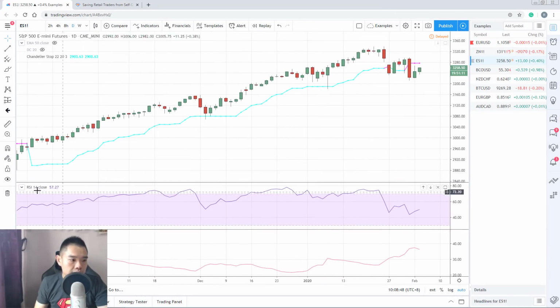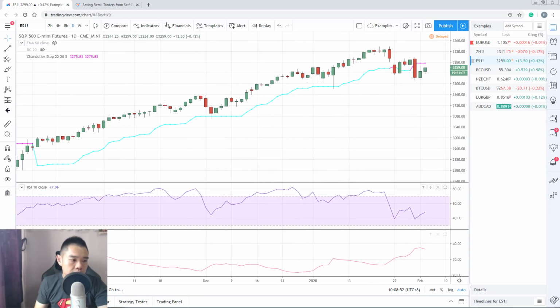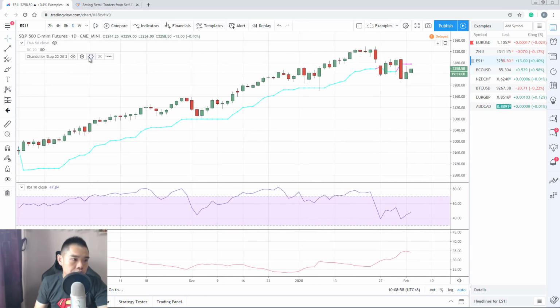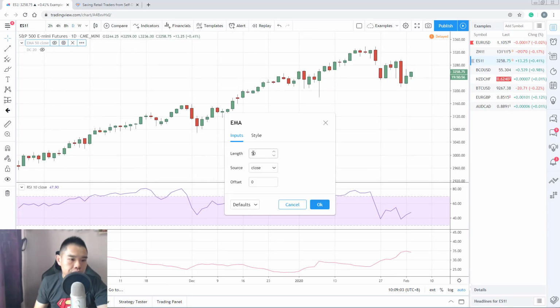So we talk about the RSI. I like to use the 10 period RSI because it's more responsive and takes into account 2 weeks of data. This one I like to use 20 period. And we don't need a chandelier stop. Right, let's remove this. We have the moving average.